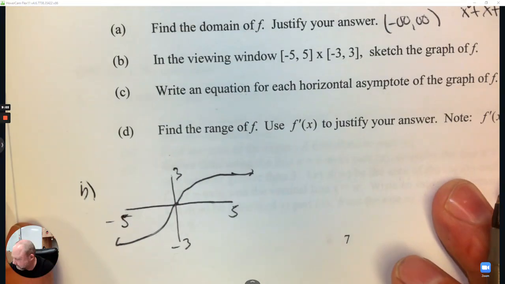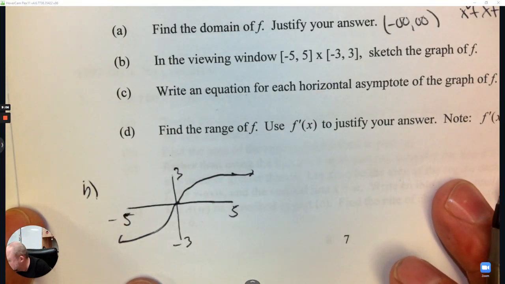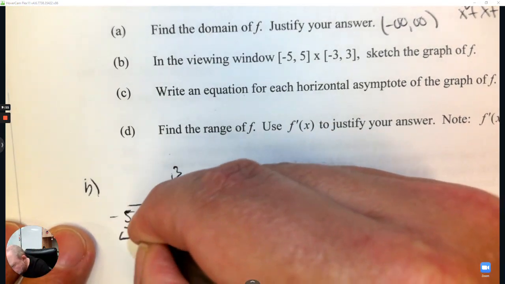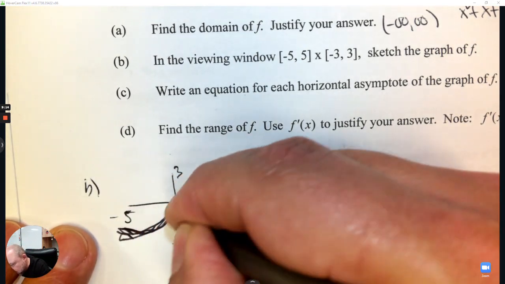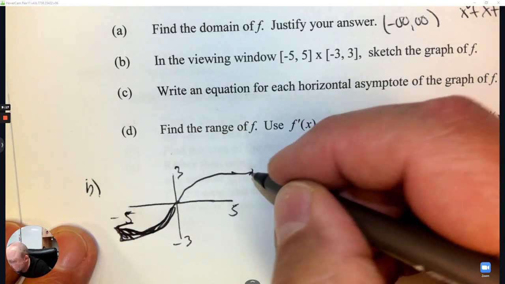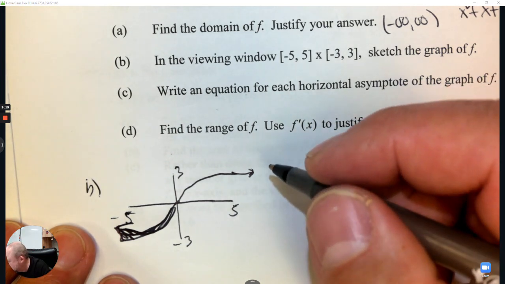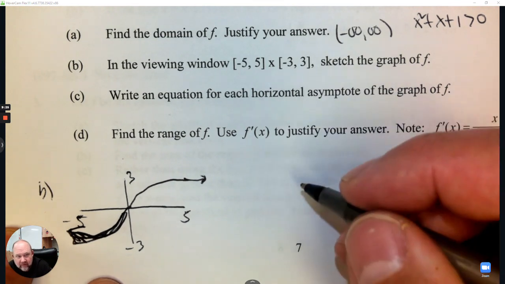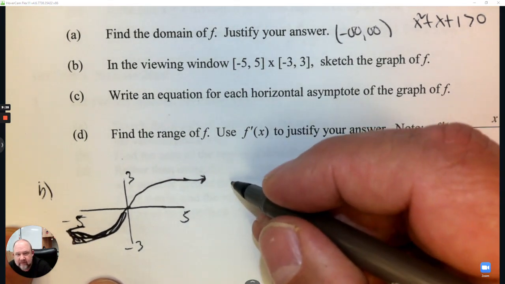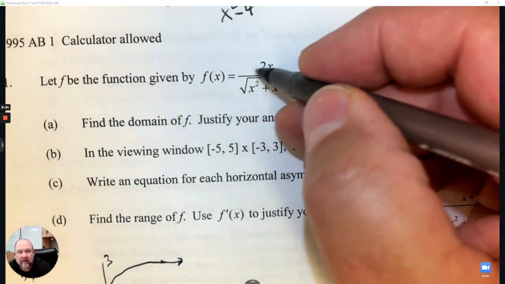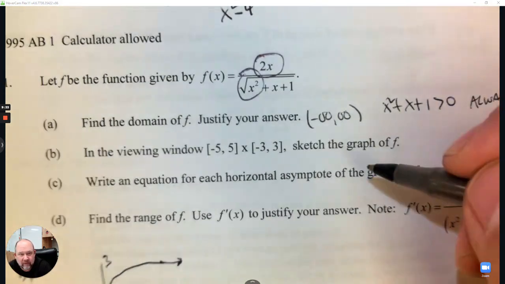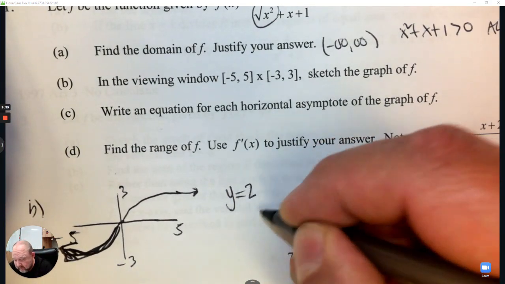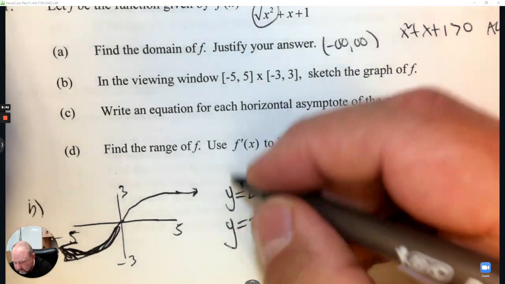Looks like that. It has to show like a little minimum here. So it goes down and slightly up here. Write an equation for each horizontal asymptote of the graph. So again, 2x divided by the square root of x squared. So that's x. But it's positive and negative, so one's positive 2 and the other one's negative 2.